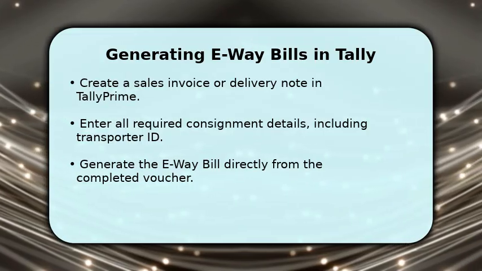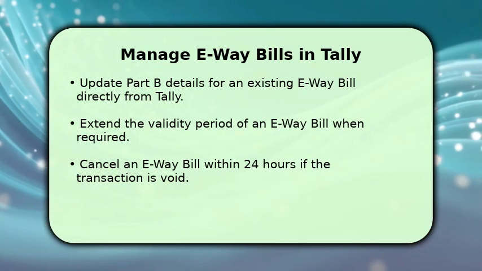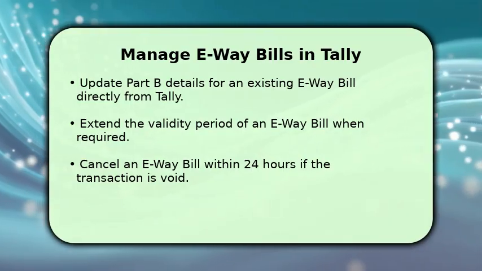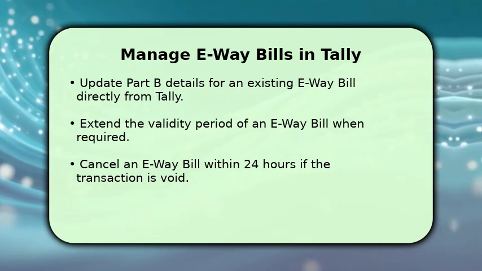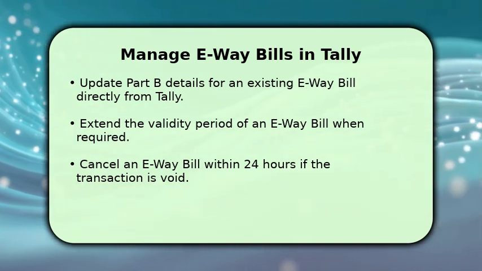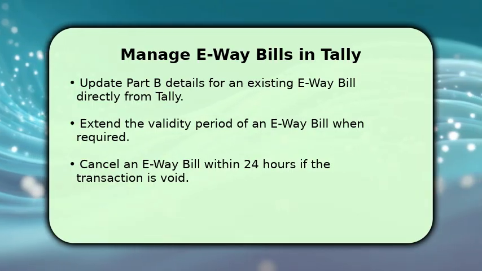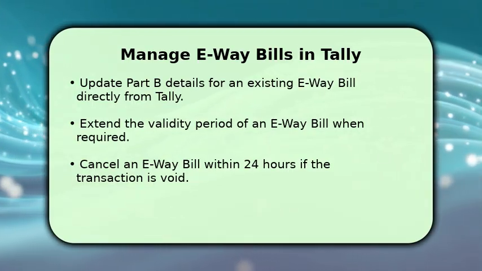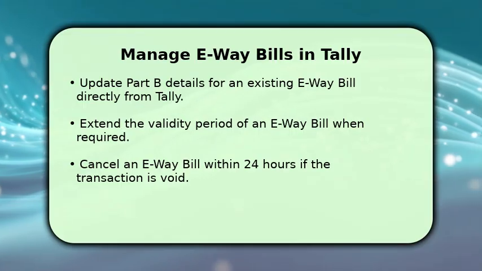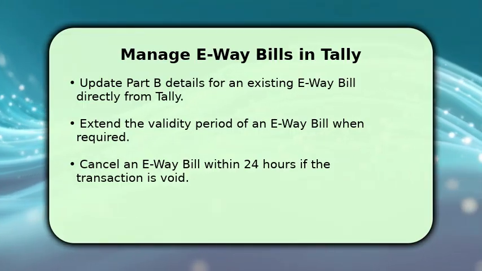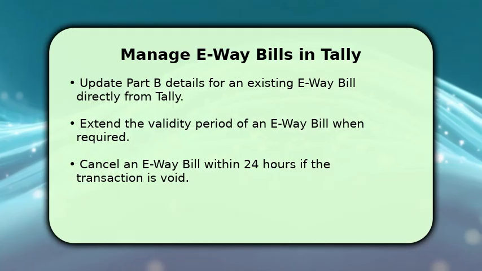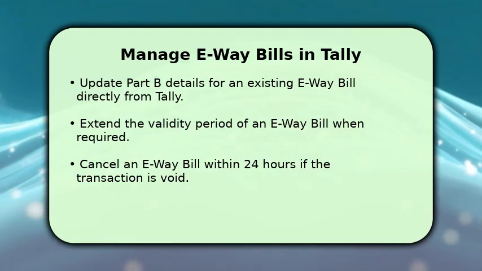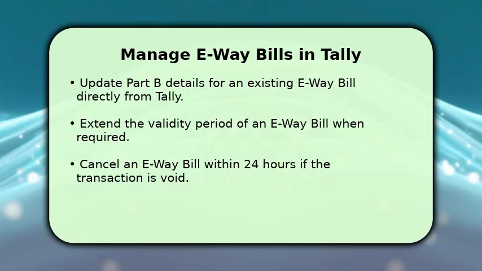eWaybill number. Tally also allows you to manage your eWaybills efficiently. If there are changes to the vehicle or transporter, you can update Part B details for an existing eWaybill directly within Tally Prime. Similarly, if your consignment faces delays, you can extend the eWaybill's validity period. Remember, if a transaction is canceled or not executed, you have a window of 24 hours to cancel the eWaybill through Tally, preventing compliance issues.